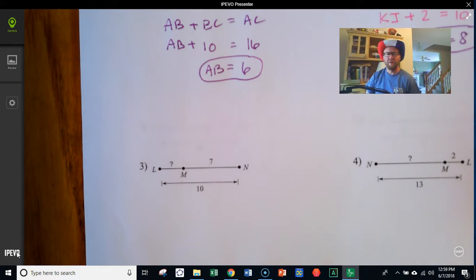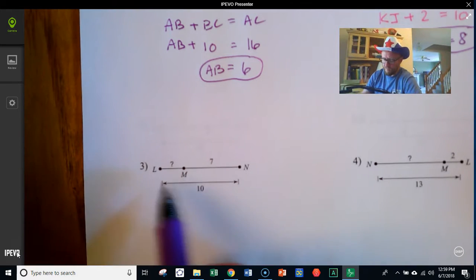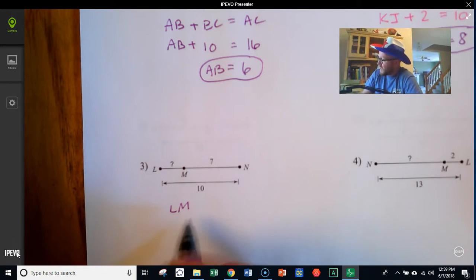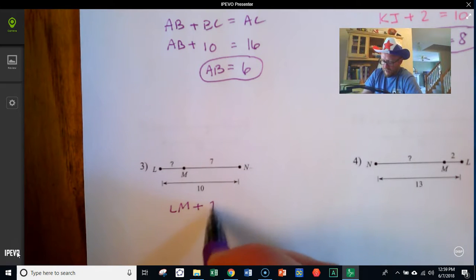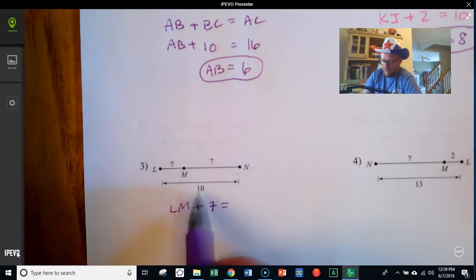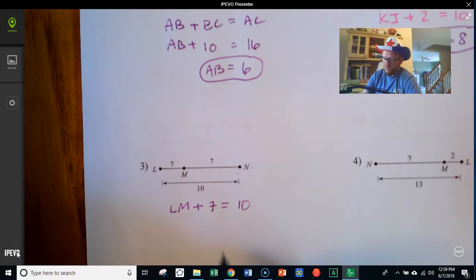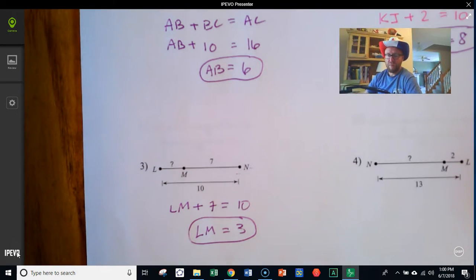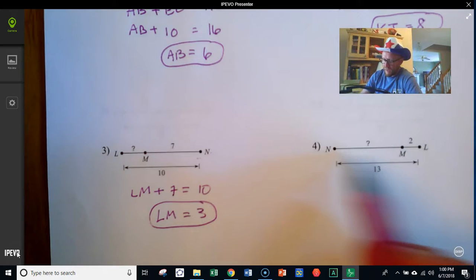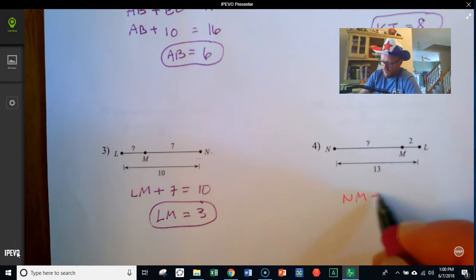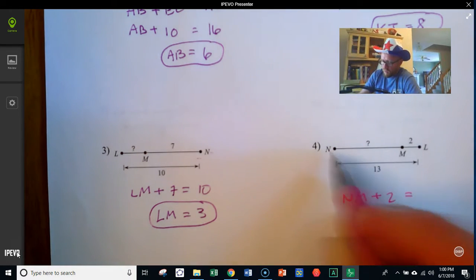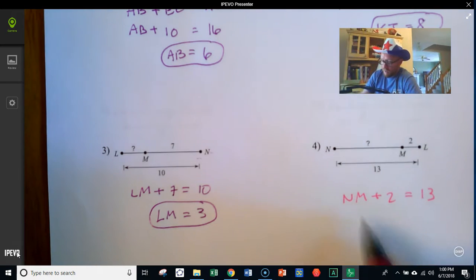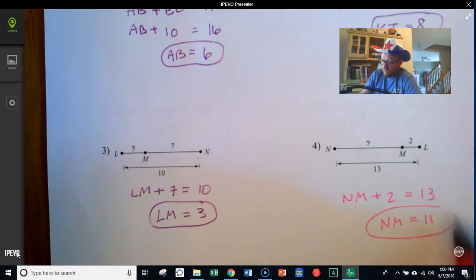All right, so here we have LM, what we're trying to find, plus MN, that's 7, equals LN, and that's 10. So we're going to subtract 7 from each side, and LM equals 3. Over here, we have NM plus ML, that's 2, equals NL, that's 13. Take 2 away from each side, and NM equals 11.